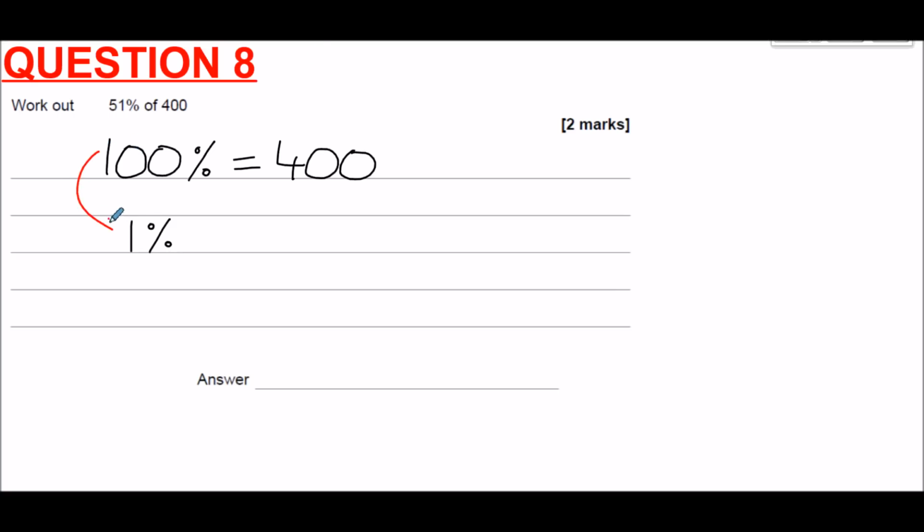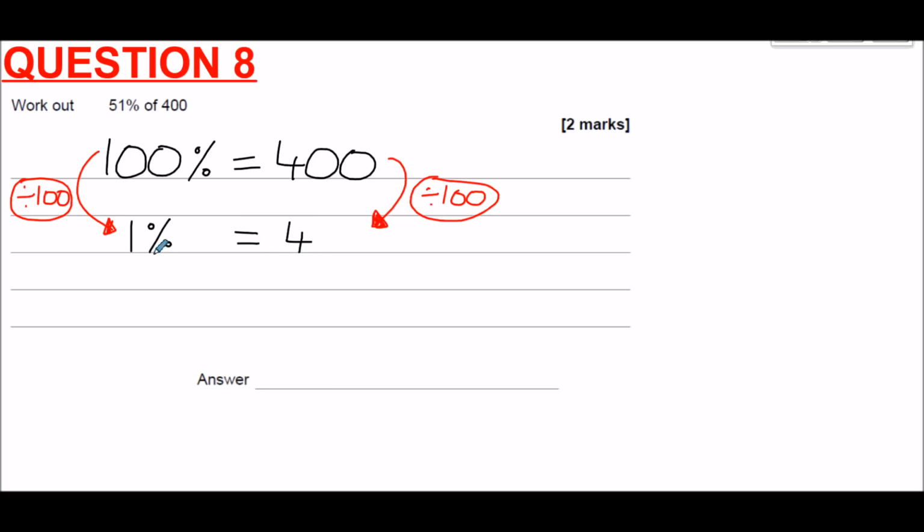How do we go from 100 down to just 1? Well, if we take any number and divide it by itself, we'll always get 1. And so if we divide 100 by 100, that tells us what 1% is. But if we divide this side by 100, we'll need to do the same on the other side as well, to keep both sides equal and balanced. And so 400 divided by 100, how many hundreds in 400? That's exactly 4.